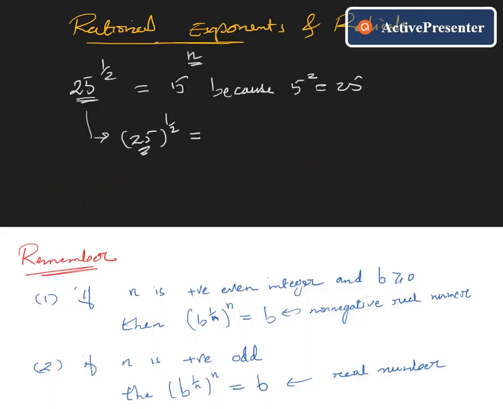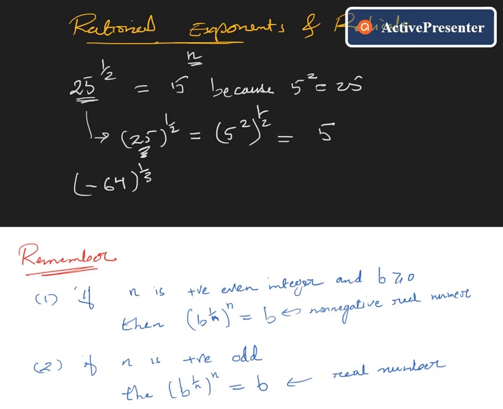To answer this, let's look at 25. 25 is 5 squared, all to the power half. So this half multiplied by half, the answer is 5. This is another way to look at it. Let's take another example: minus 64, all to the power 1/3.